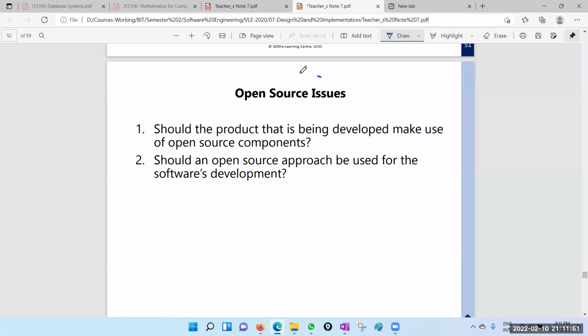And so some questions we have to ask. Should our product that is being developed make use of open source components? Are we using open source components in our development of the software? If we are using those things, we have to be aware that we are using open source components. Or should an open source approach be used for the software development? Are we developing open source software?